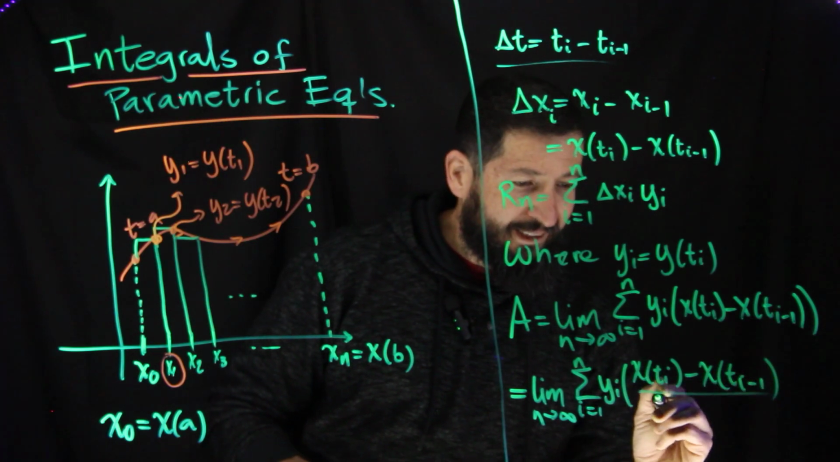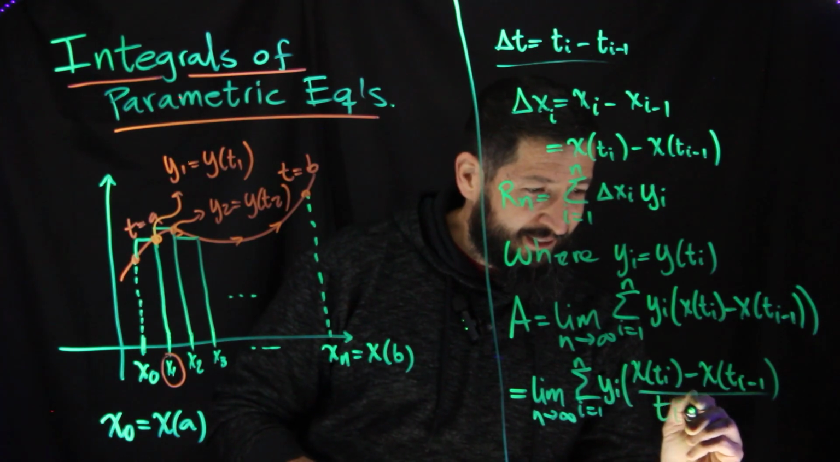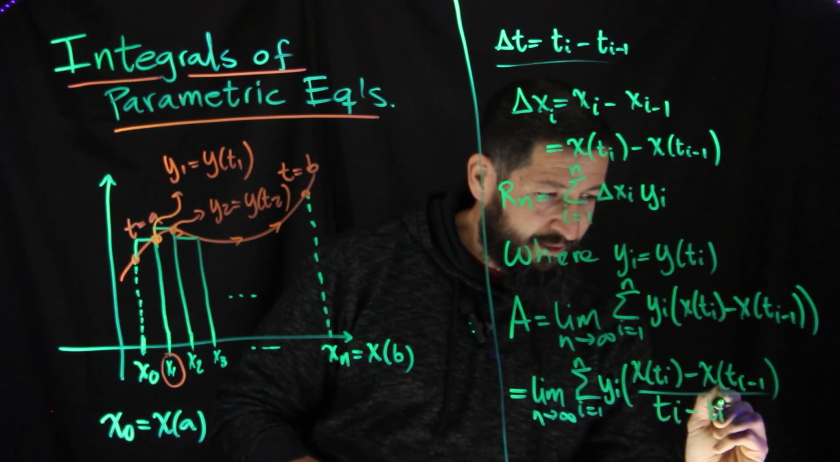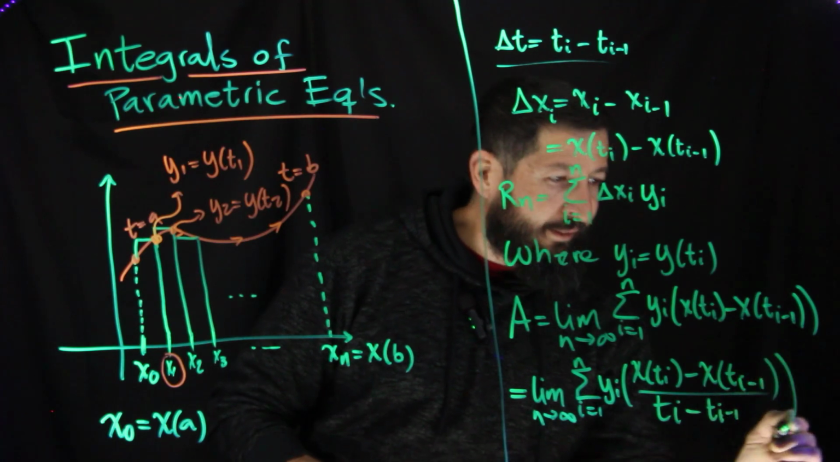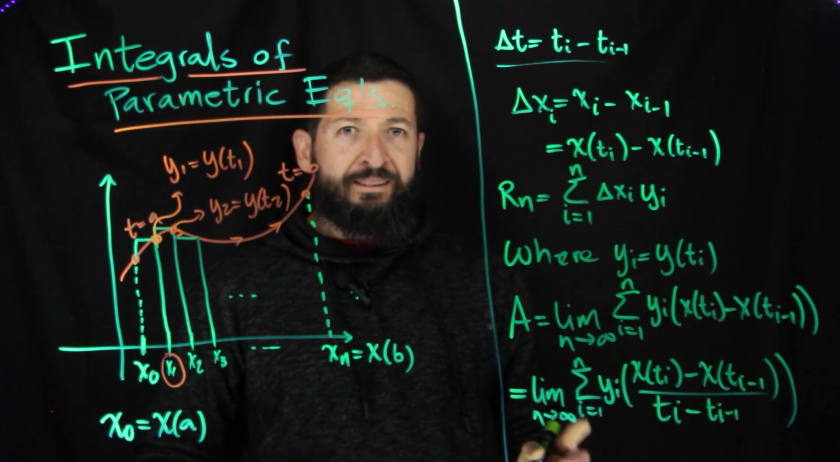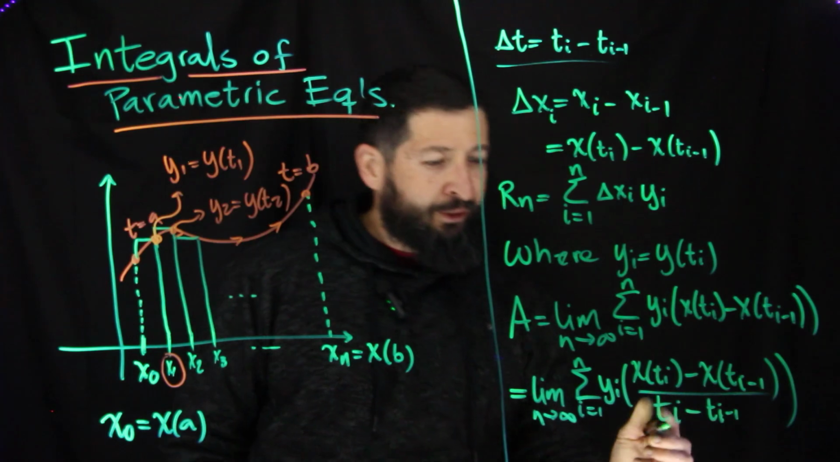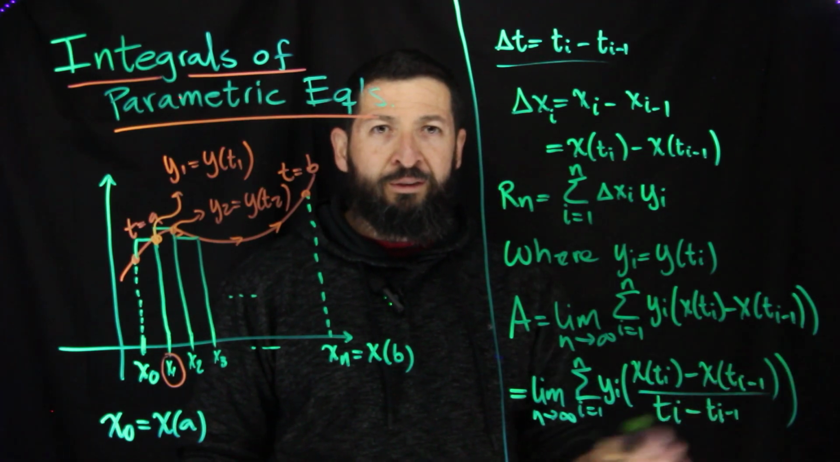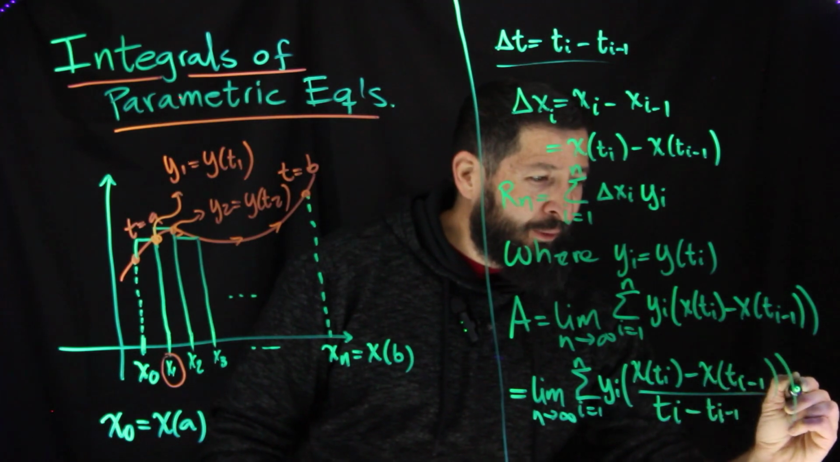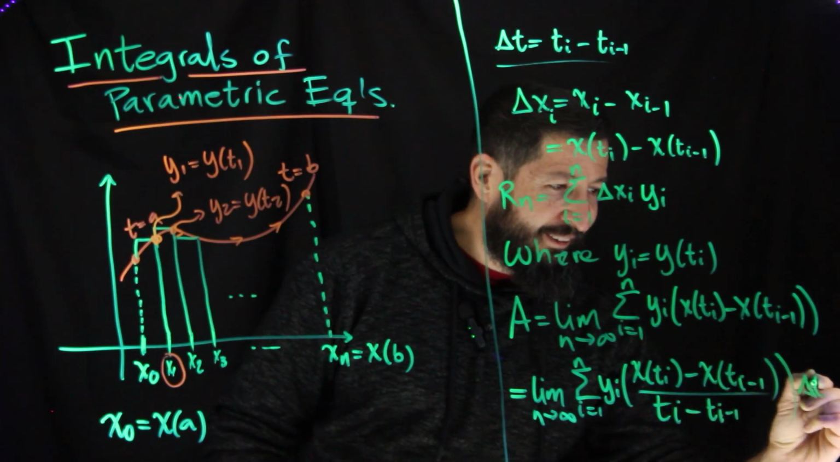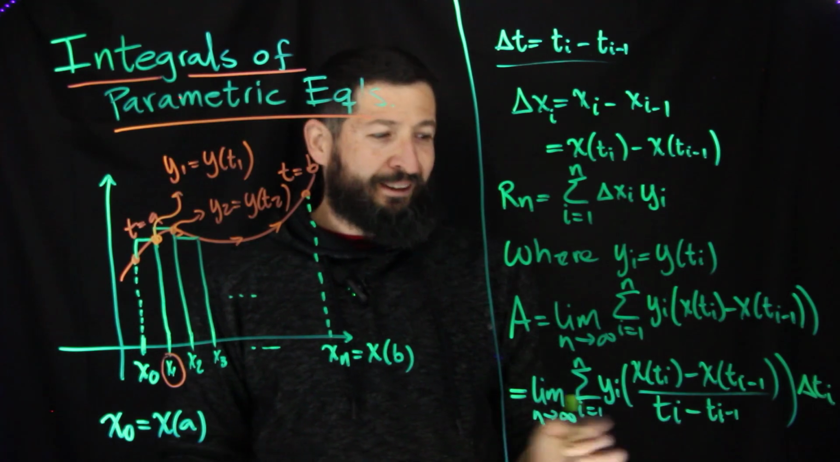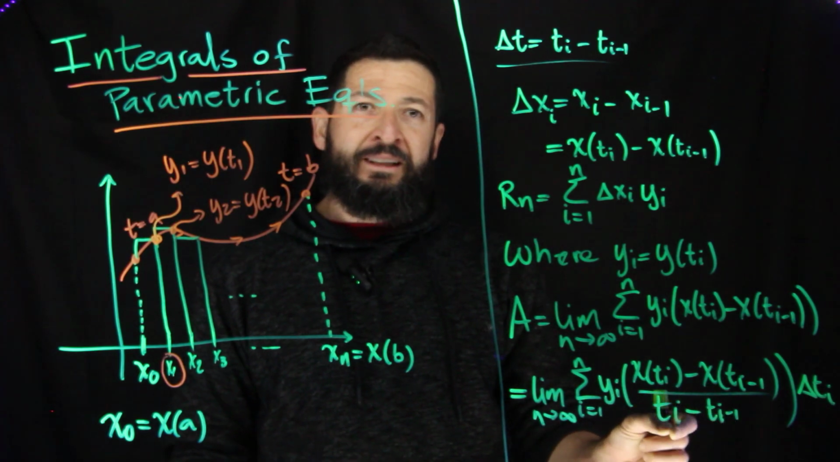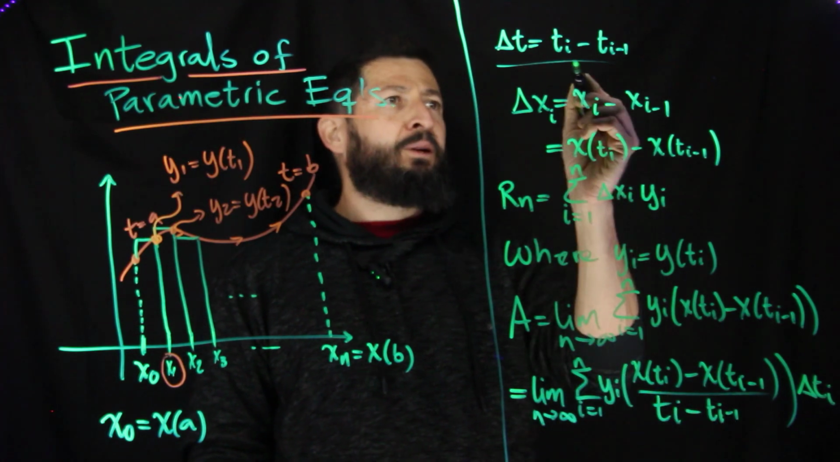I'll try to write quietly there. And you say, wait a second, there's no ti's anywhere. Well, I'm going to divide by them, and then multiply times them, but I don't know if I have enough room there. I'm going to write it as delta ti so I can fit it. Delta ti is just this quantity, ti minus ti minus 1. Oh, I wrote it up here.